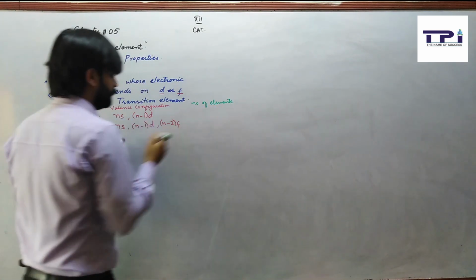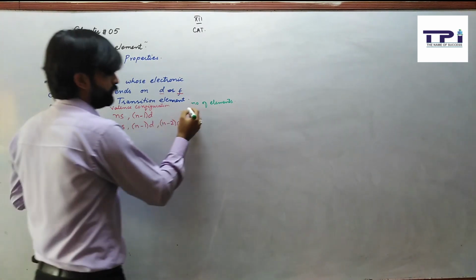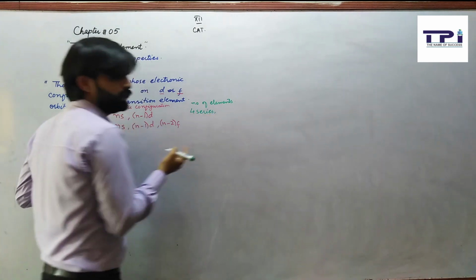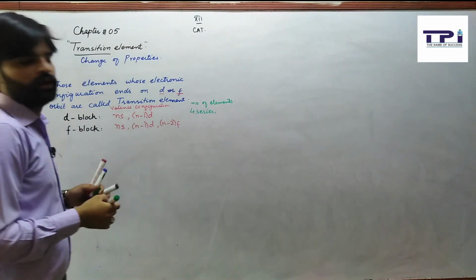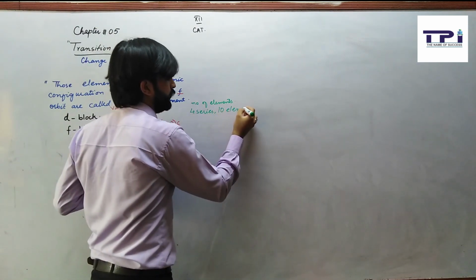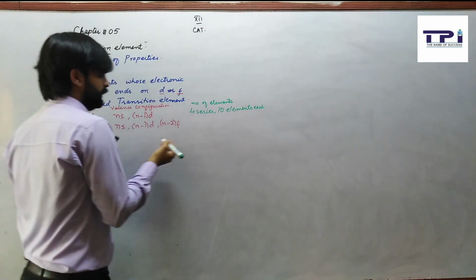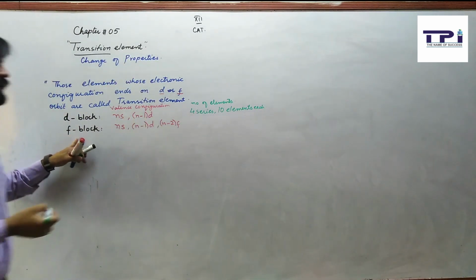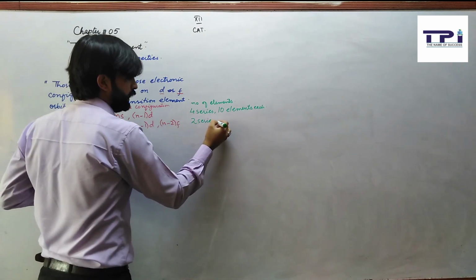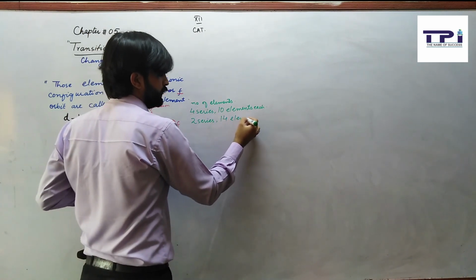you have to remember that in D block you have 4 series. In these 4 series you will observe that each series have 10 elements, while F block have 2 series and each series have about 14 elements.